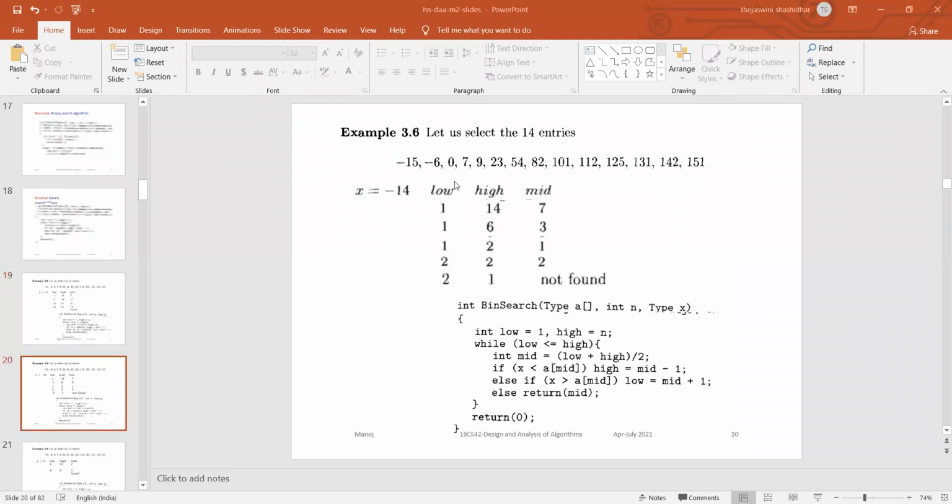Now you come to the second example. This is the first one, and this is the second example we are taking here. Just go through the elements here. I have given an array. What are the values of low and high for this particular example? Low equals 1 and high is equal to 14.